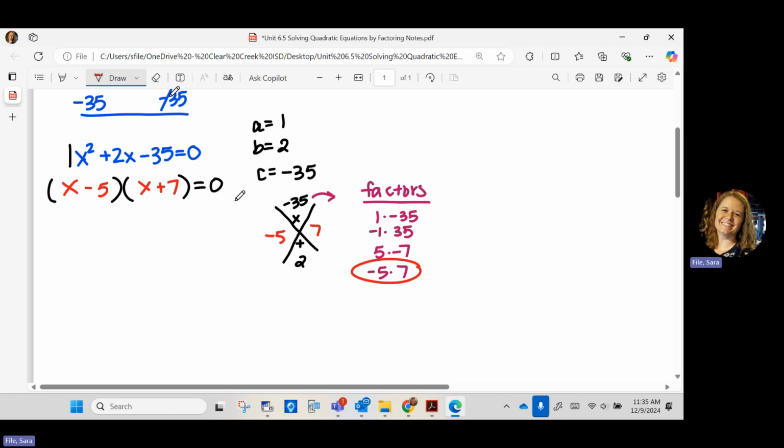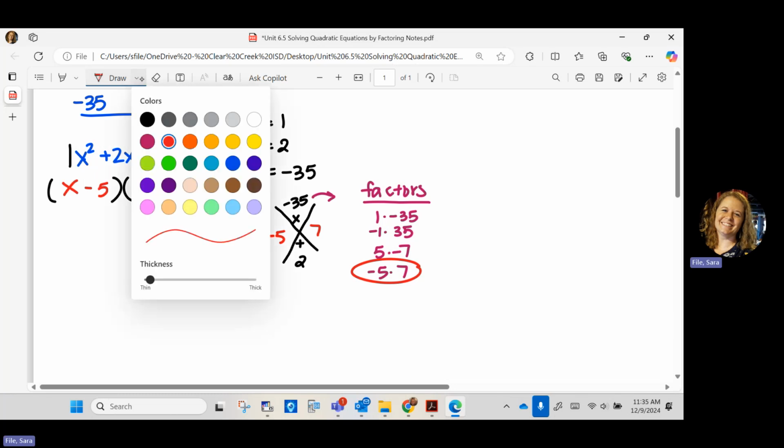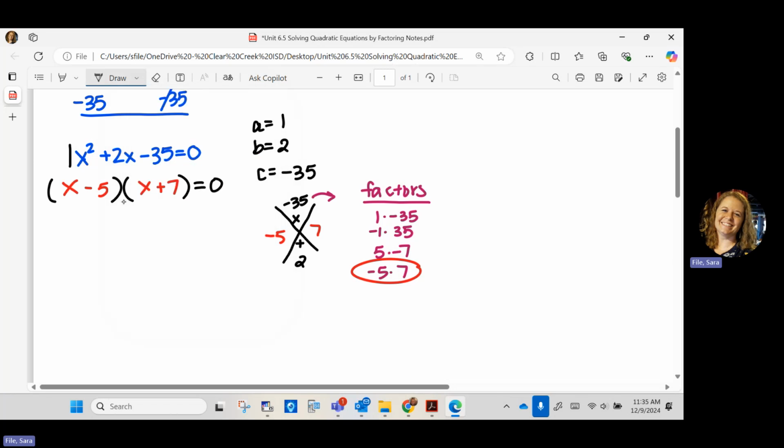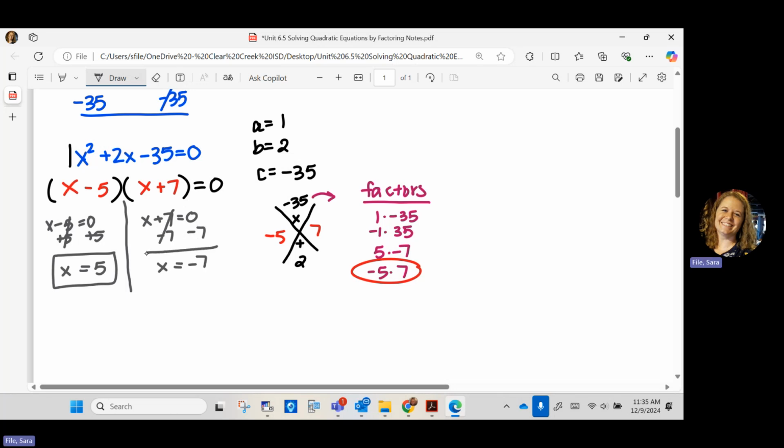Okay. Now that it's factored, remember we learned this last week. We said once you have it factored, you split and solve. So you set each factor equal to 0 individually and solve them, because if either of those were to equal 0, the whole equation would equal 0. So over here, I would add 5 to both sides, and that would leave me with x is 5. And over here, I would subtract 7 from both sides, which would leave me with negative 7.